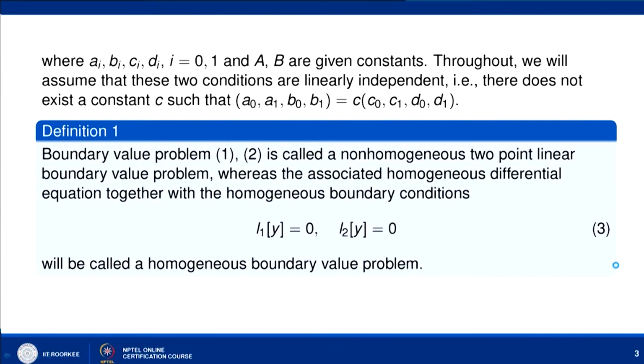So, now we define the boundary value problem. The boundary value problem 1 comma 2 is called a non-homogeneous 2-point linear boundary value problem, whereas the associated homogeneous differential equation together with the homogeneous boundary condition will be called a homogeneous boundary value problem.